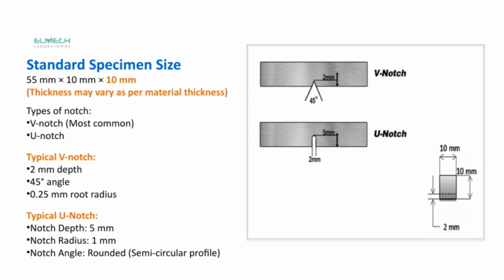These dimensions are important because they influence how stress concentrates around the notch during testing. As for the U-notch, it generally has a notch depth of 5 millimeters, a radius of about 1 millimeter, and a rounded, semicircular profile. The U-notch's shape distributes stress differently compared to the V-notch, which can be useful depending on the specific material and testing requirements. Understanding these dimensions and types is crucial because they directly impact the test results and help us evaluate material toughness consistently. So, when selecting a specimen, pay close attention to these details to ensure accurate and reliable measurements.